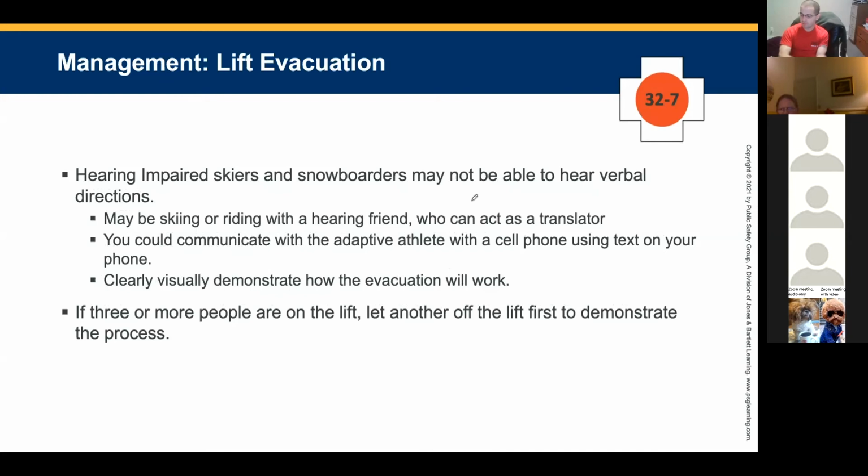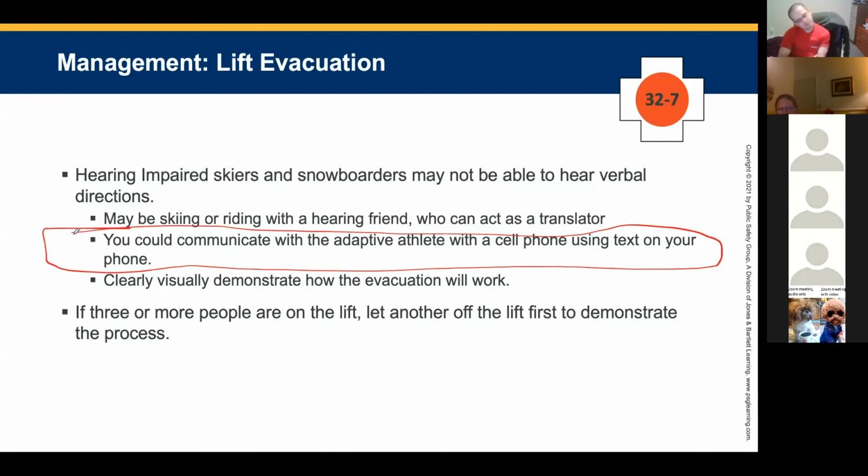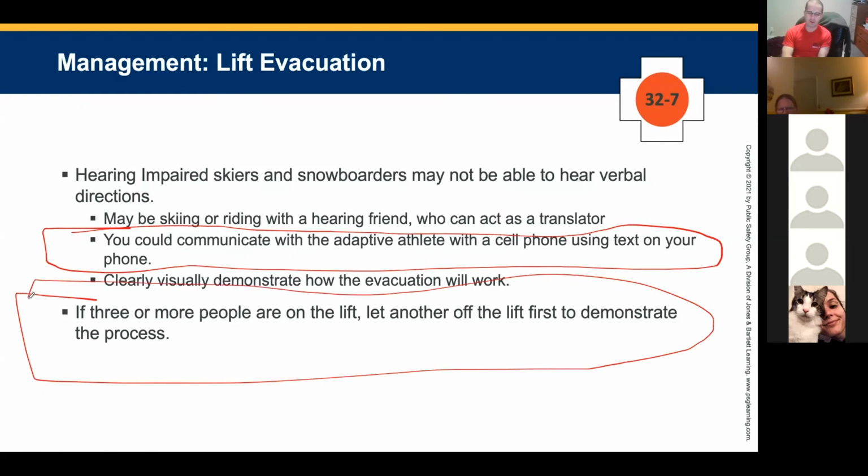Hearing impaired skiers and snowboarders may not be able to hear verbal directions, so they may be riding or skiing with a friend who can act as a translator. We may need to communicate with them using a cell phone, using text on our phone. However, what specifically is the issue with our ski area and texting the patient? No service. Absolutely, we have no cell service. So we want to clearly visually demonstrate how the evacuation process works. And once again, if there's 3 or more people on the lift, we want to take somebody off first so they see exactly what to do.